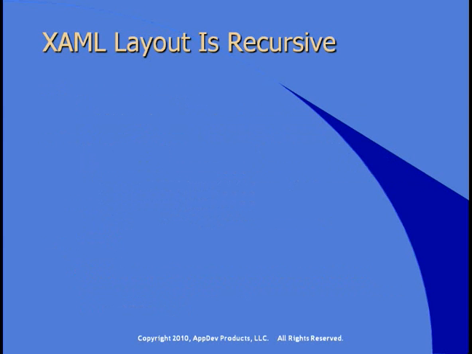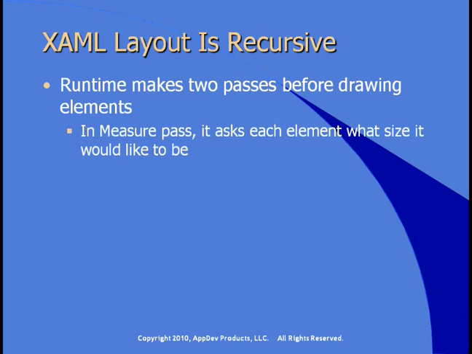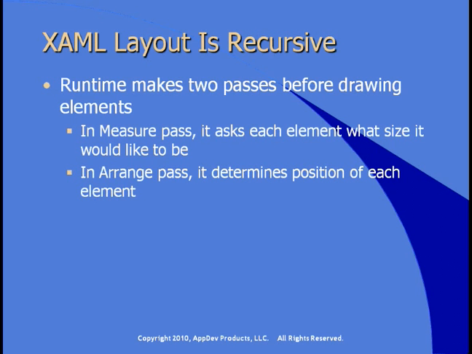So XAML layout is recursive, and the runtime makes two passes before it actually draws any elements. In the measure pass, it basically asks each element, what size would you like to be? So if you have a button, it's going to look at the text in the button and say, what size do you need to be to display the text in the button? In the arrange pass, it determines what position each element should be in.